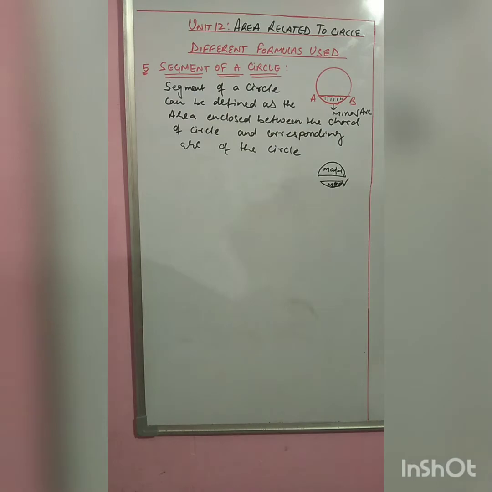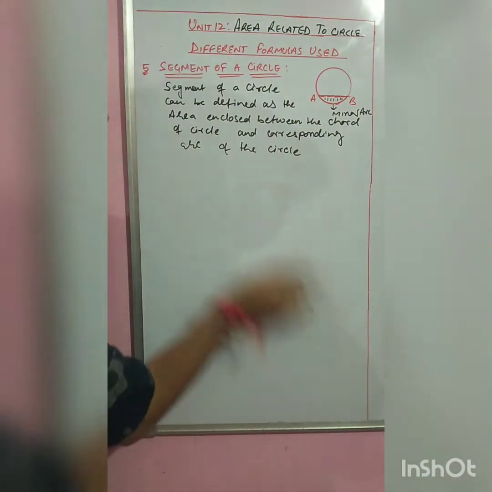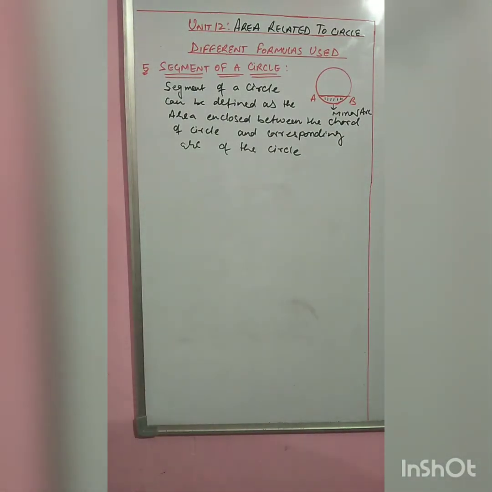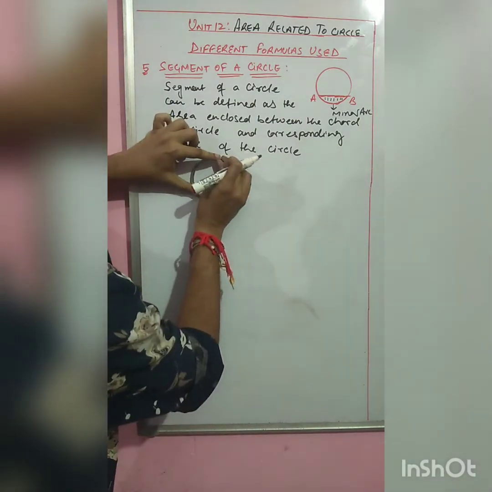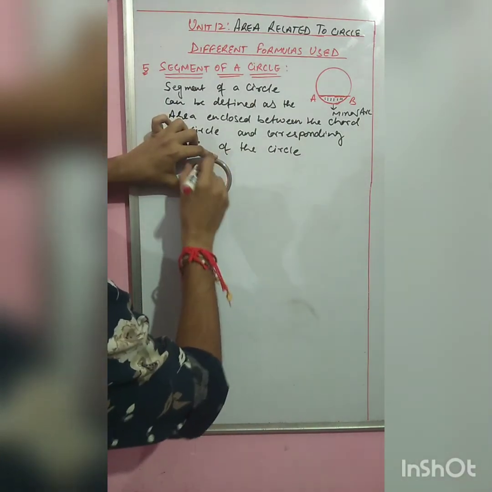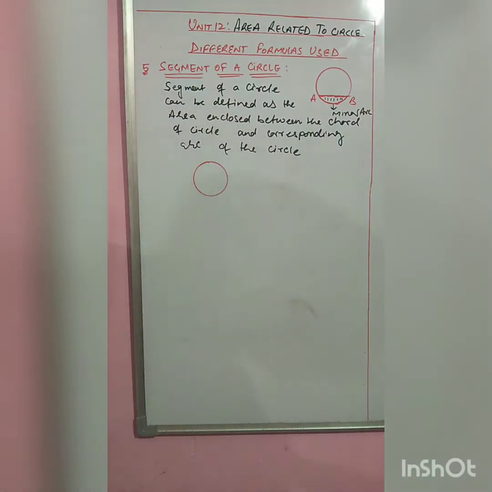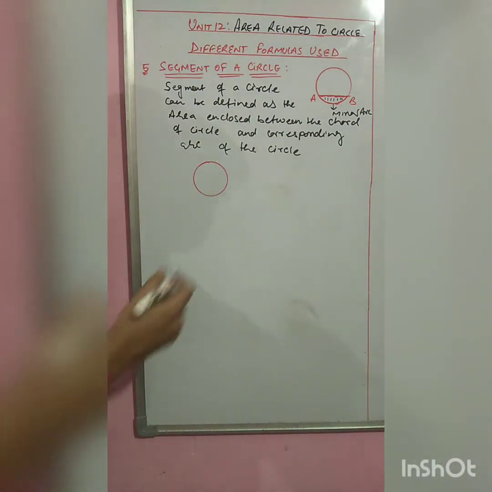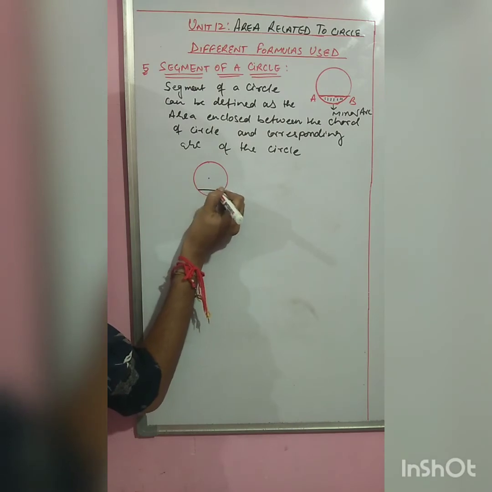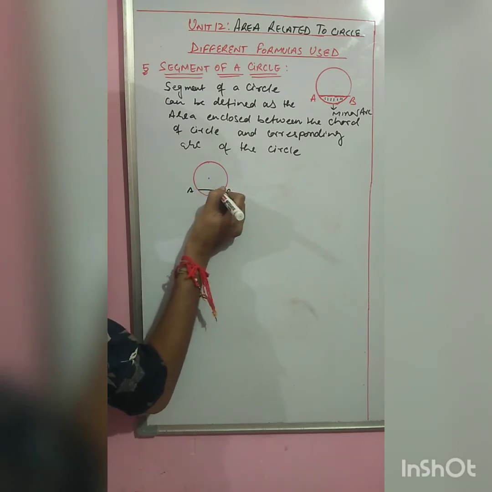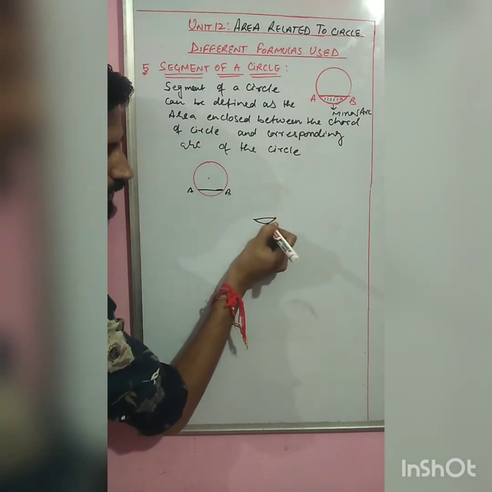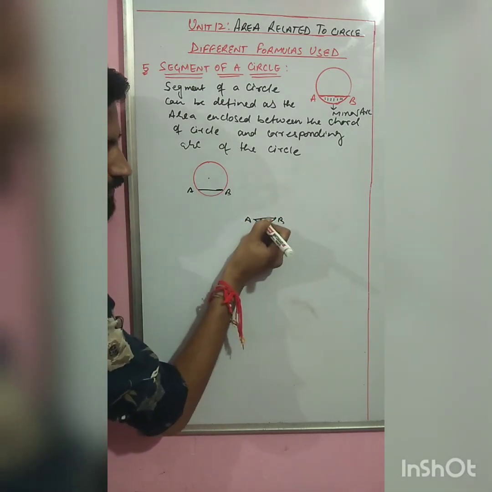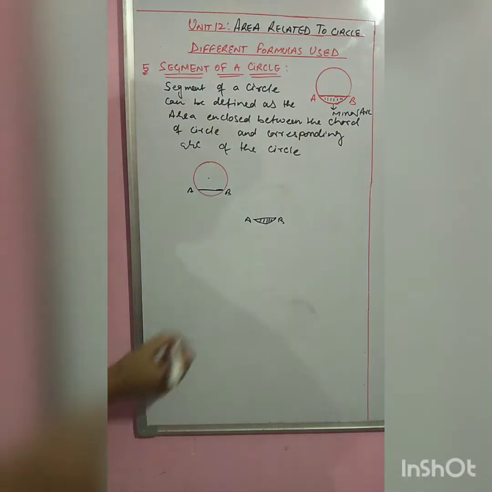There is a simple formula that we can use to find the area of the segment. Let us show how we can do that. Suppose there is a circle and O is the center of the circle, and AB is the chord. So this is the segment. It means we have to find this area.